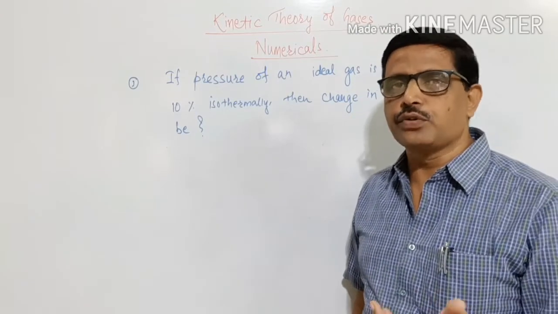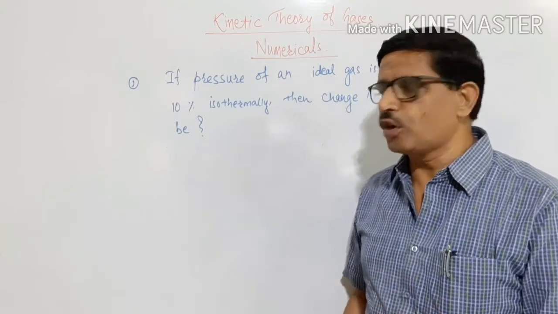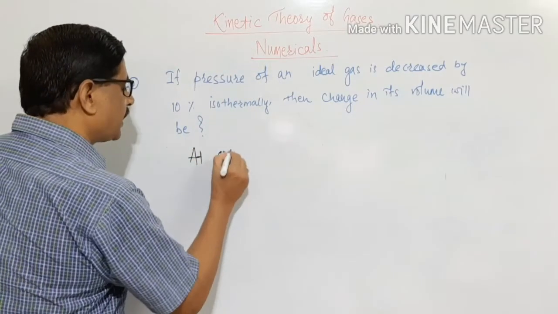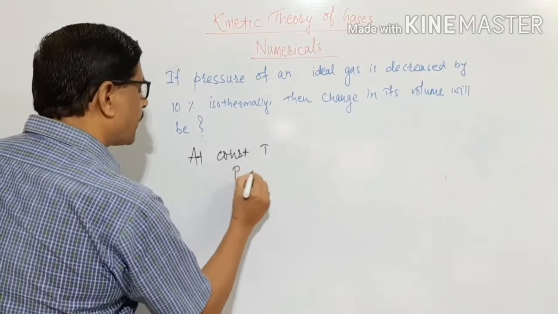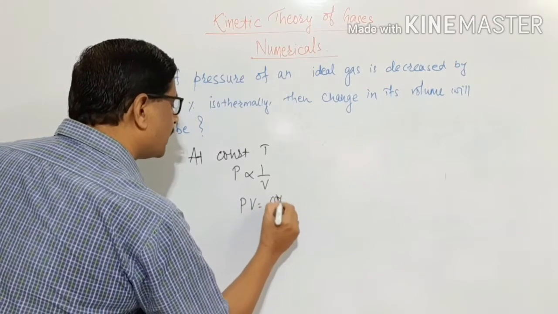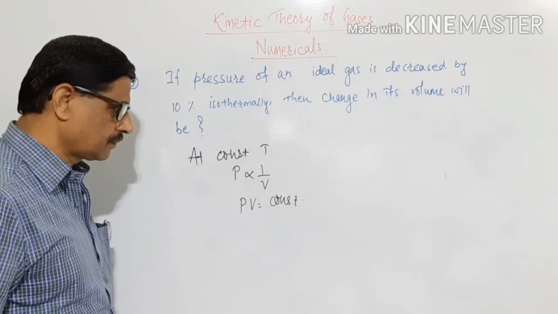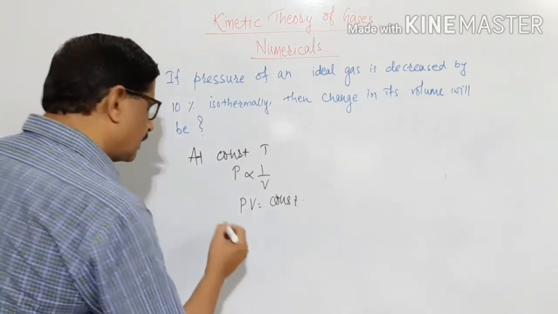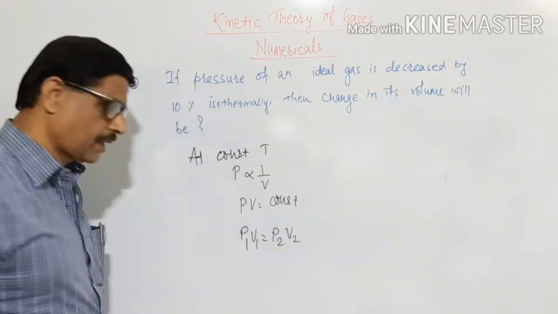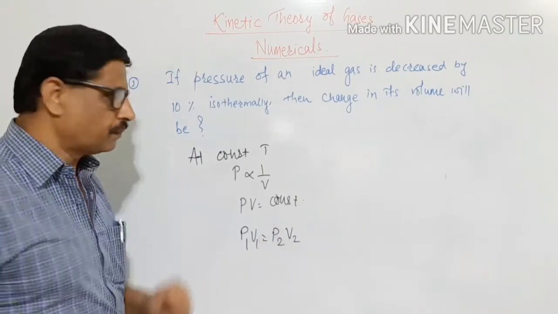Very obvious that we have to make use of Boyle's law here. What is Boyle's law? At constant temperature, the pressure exerted by a given mass of a gas is inversely proportional to its volume. Therefore, P into V is a constant. Here, therefore, we will write P1 V1 is equal to P2 V2. Initial pressure, initial volume, final pressure, final volume.